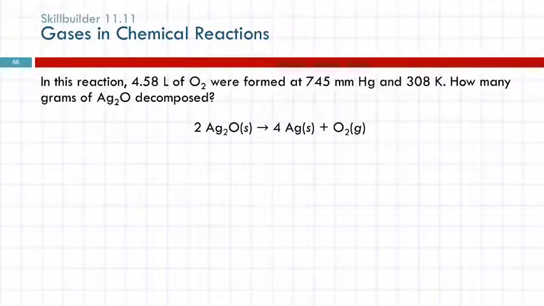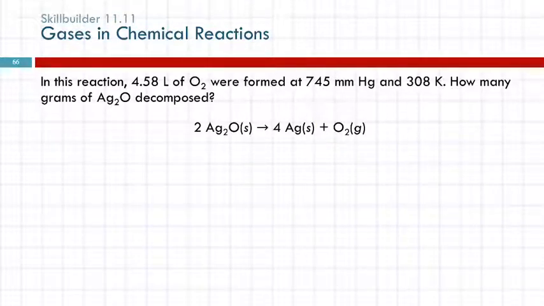Let's do an example. In this reaction, 4.58 liters of oxygen were formed at 745 millimeters of mercury and 308 Kelvin. How many grams of silver oxide decomposed? So our clue that this is a stoichiometry problem is we're talking about two different substances. We've got oxygen and silver oxide. We've got a chemical equation here.